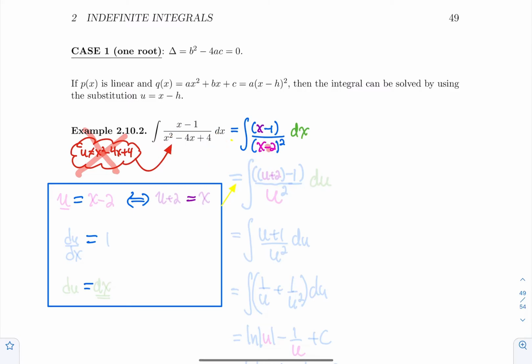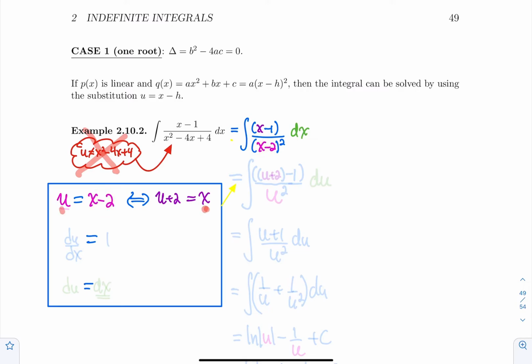So right away, the correct substitution is going to be u equal that linear factor, that unique factor, x minus 2. In these questions, typically, you also need a formula for x. So if you bring the 2 on the left side, you're going to get u plus 2 is equal to x. So I have a formula for u, I have a formula for x.